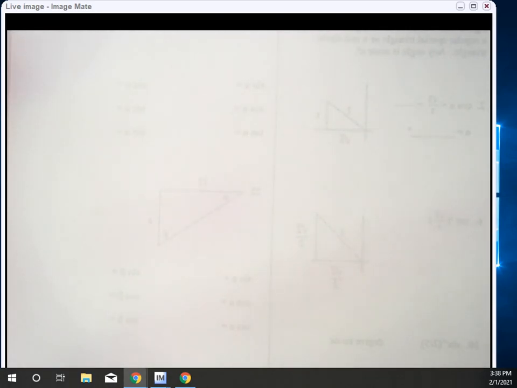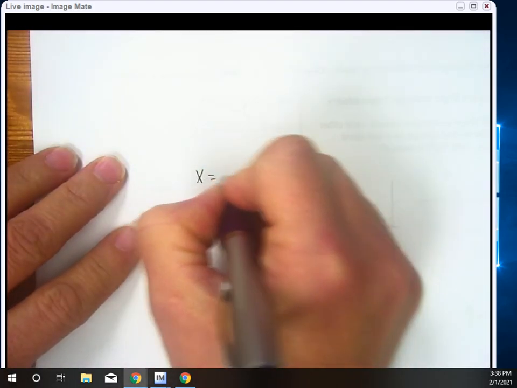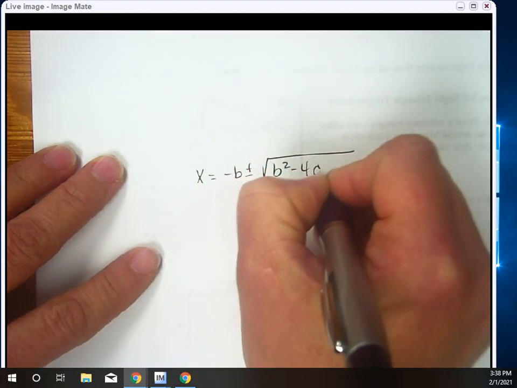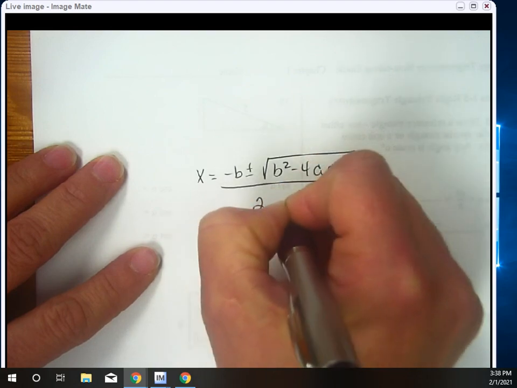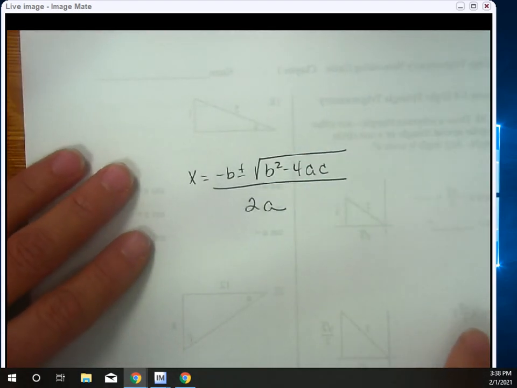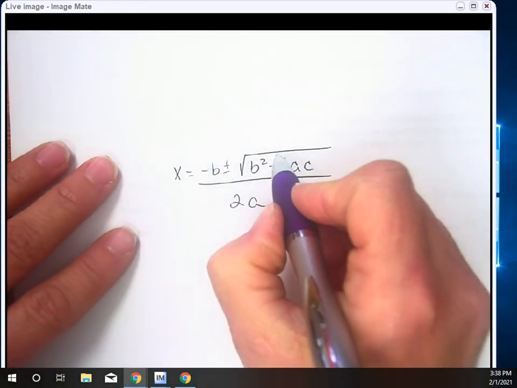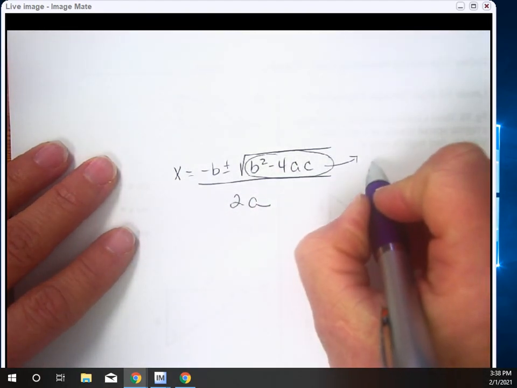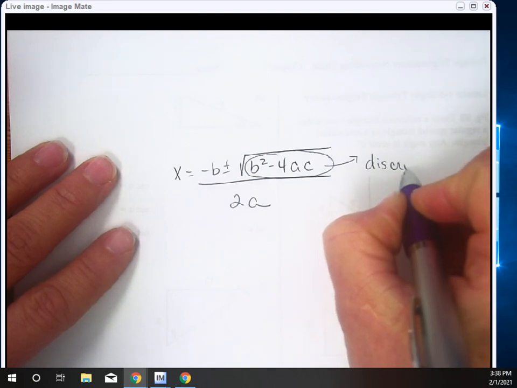When we are looking at a quadratic equation to determine the nature of the roots, we need the quadratic formula. x equals negative b plus or minus the square root of b squared minus 4ac, all over 2a, is the quadratic formula. The b squared minus 4ac, the stuff underneath this radical, is called the discriminant.